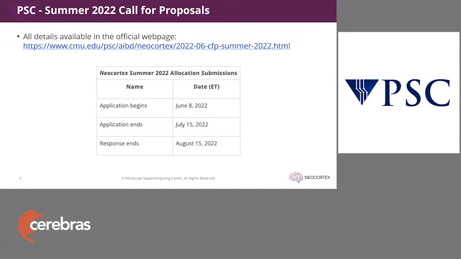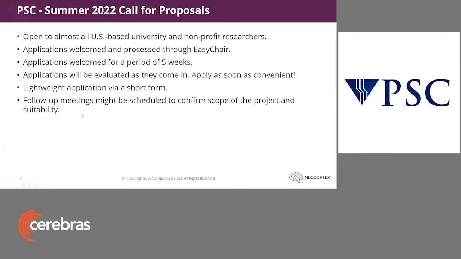Next slide, please. So Neocortex is an NSF project, so it has certain conditions or constraints associated with that. It is targeted at US-based university and nonprofit researchers, but more generally, even corporate folks can apply as long as the outcome is going to be publicly available research. We will be using EasyChair, as we have in the past, to receive and process the applications.